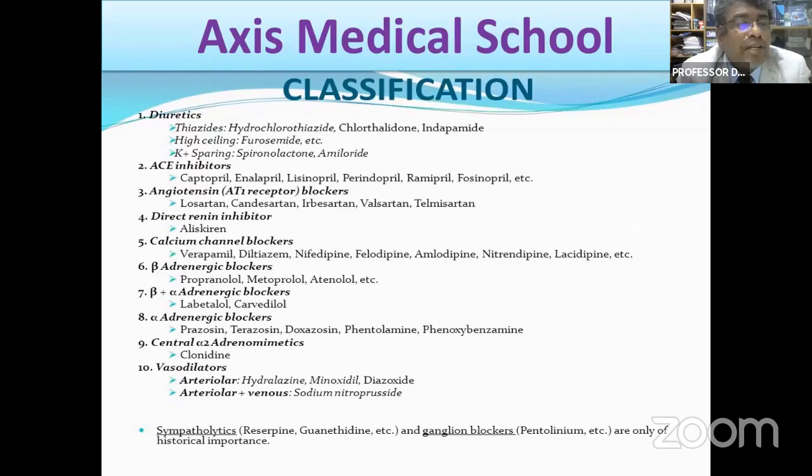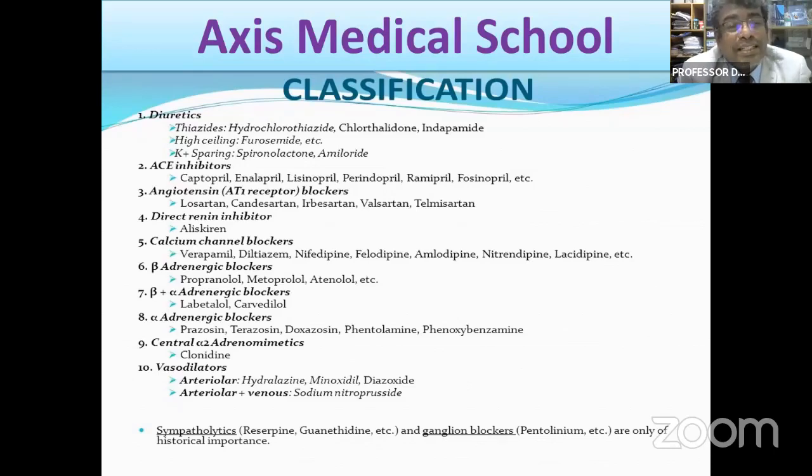Calcium channel blockers are like verapamil, diltiazem, nifedipine, felodipine, amlodipine, nitrendipine, lacidipine. The beta blockers are like propranolol, metoprolol, atenolol; both alpha and beta blockers are labetalol and carvedilol. The alpha blockers are prazosin. I have already said this group of drugs is usually given in the elderly population or a population with benign enlargement of the prostate, like prazosin, terazosin, doxazosin, phentolamine, phenoxybenzamine.